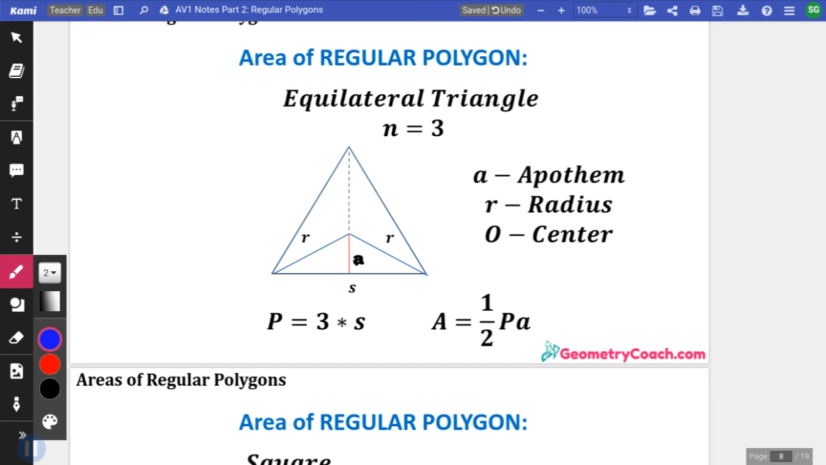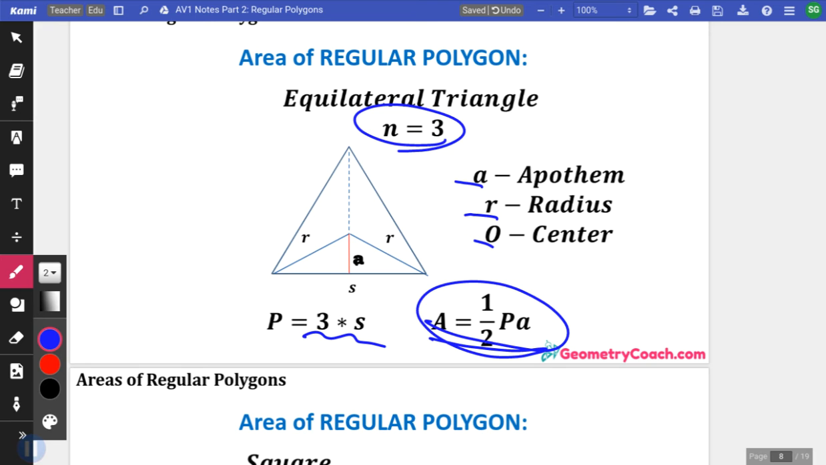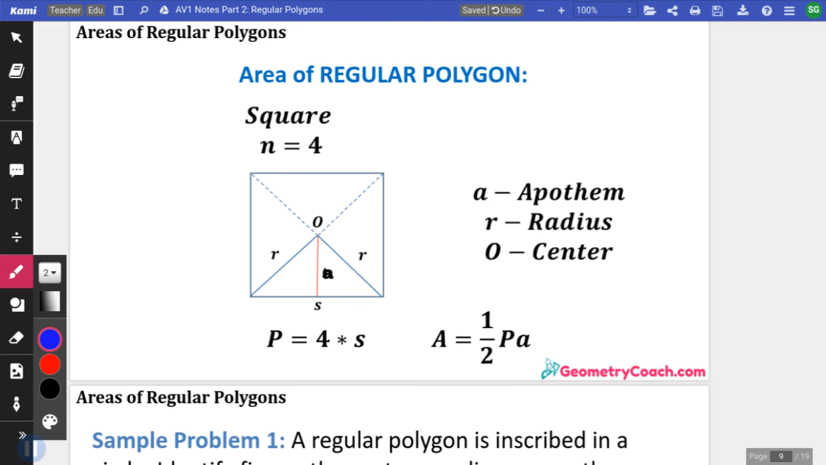All right, here we have an equilateral triangle. So I reminded you that a triangle has 3 sides. A is still the apothem, R is still the radius, O is the center. 3 times S is the perimeter because there's 3 sides, and this is the same formula that we're going to use on any regular polygon. 1/2 times the perimeter times the apothem. Here's a square. Exactly the same thing. Area is 1/2 times perimeter times apothem.